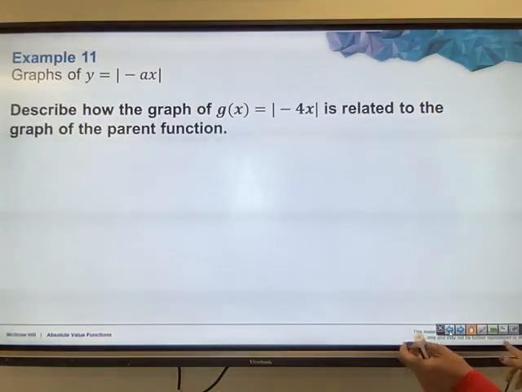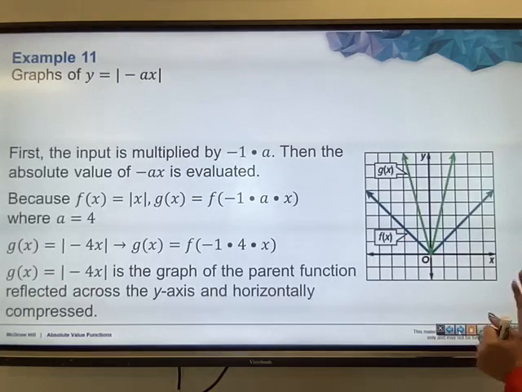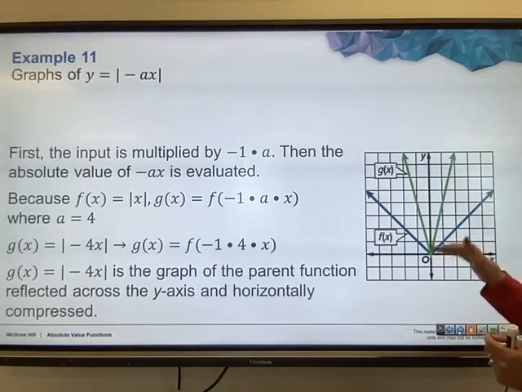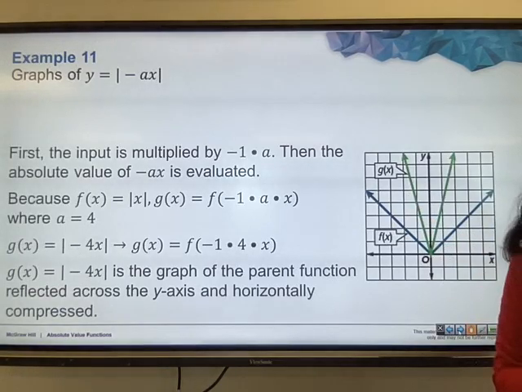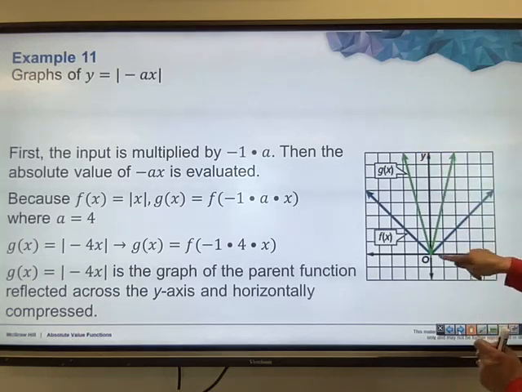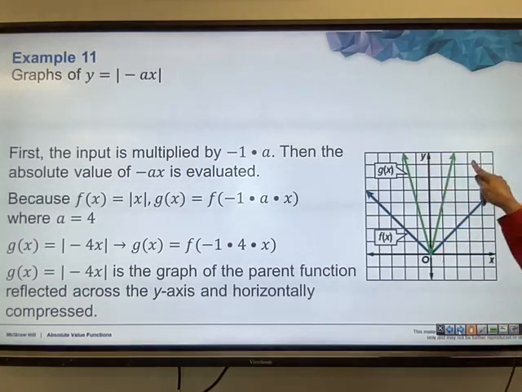So I'm just going to show you the graph. Here you go. This is the parent function. You are welcome to put your values into a table and format, but when you do, here is a horizontal compression of that graph.